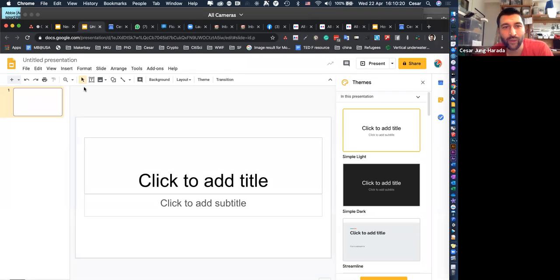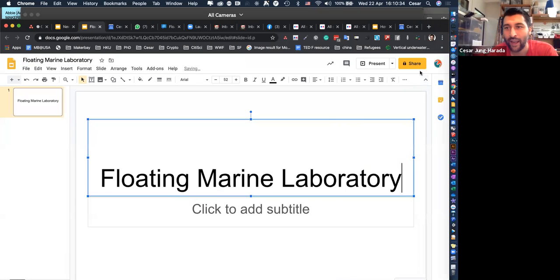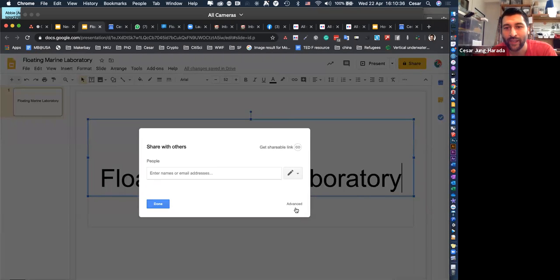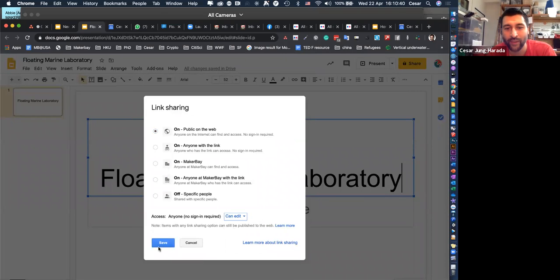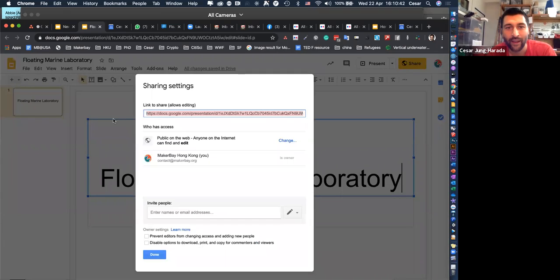Okay. I'm sorry, I do have to run into a meeting now, but I'm going to share with you these slides, Floating Marine Laboratory. Please put yourself in there. After the meeting, I'll come back to this presentation so I can also work on it. But I'll share this with you. The idea is that there will be one slide per person. And so like this, we can all add our parts.